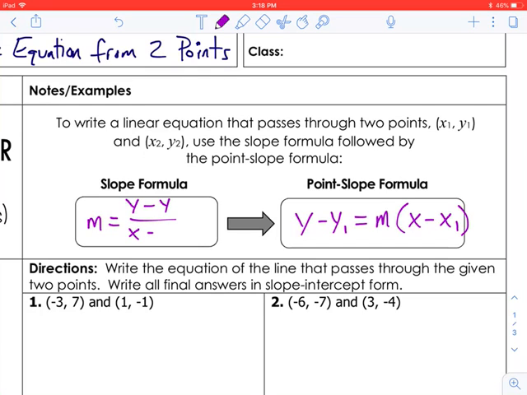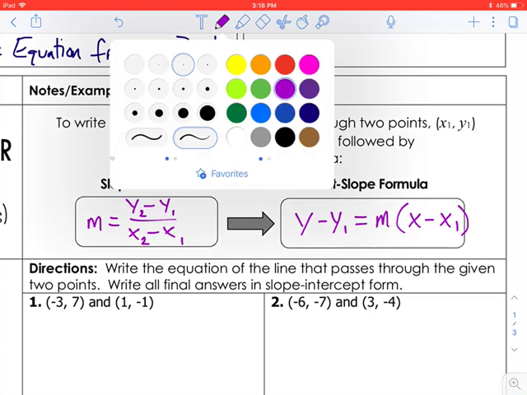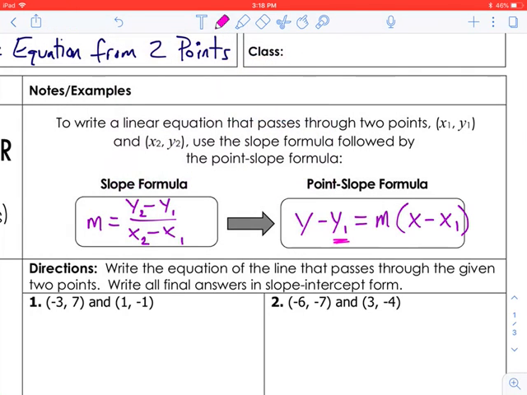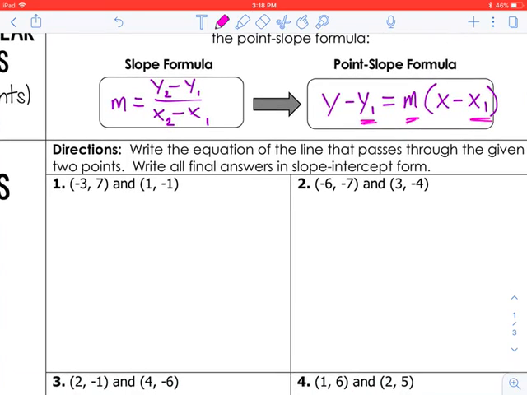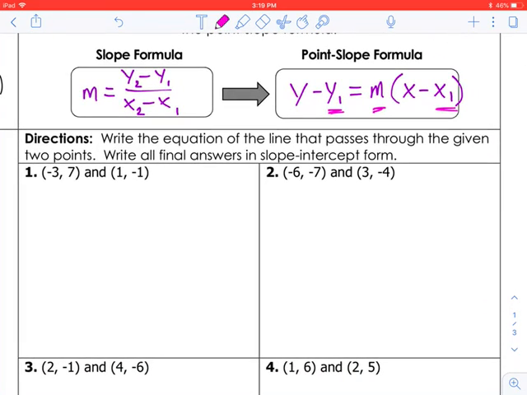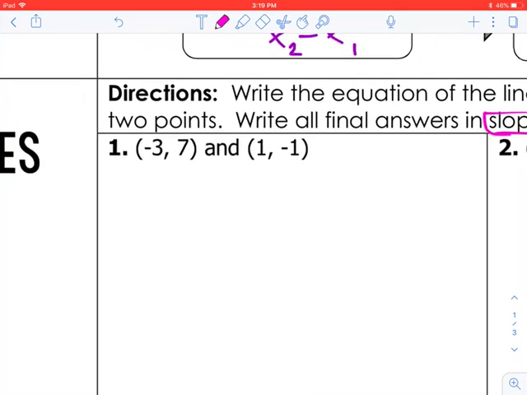So this is y2 minus y1 over x2 minus x1. Once we find the slope, we plug in one of those 2 points and plug in the slope, and then we're going to be on our way, okay? So write the equation of a line that passes through the given 2 points. Write all final answers in slope-intercept form. So just like yesterday, we're going to be getting y by itself in the end, okay?